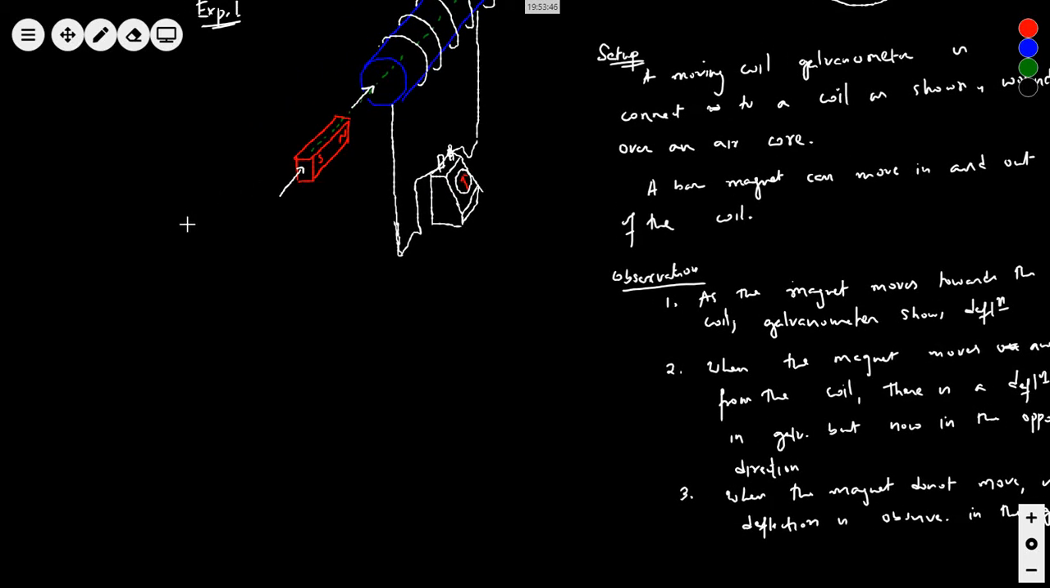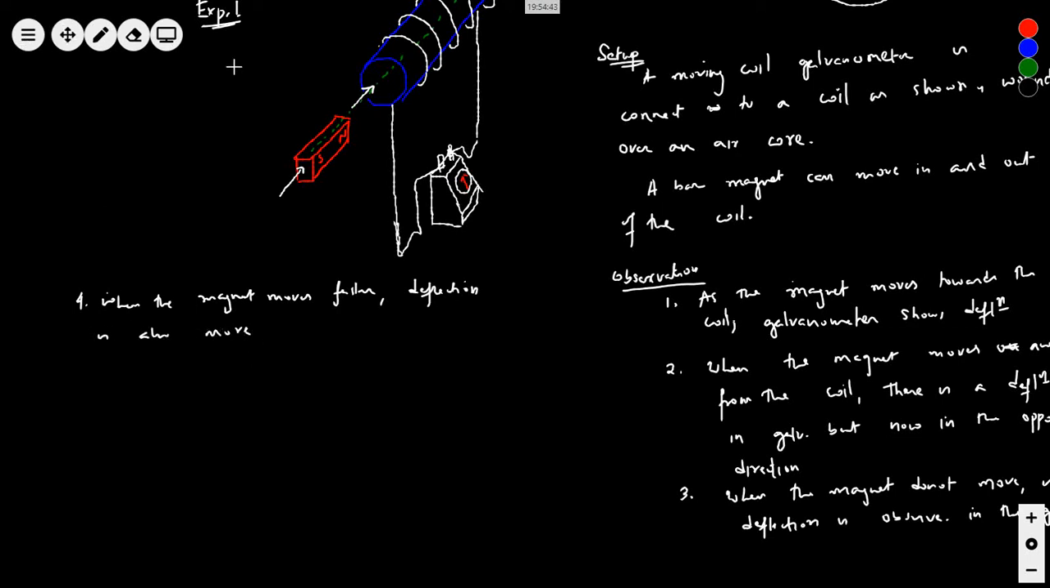What else did he observe? He also observed that when the magnet moves faster, the deflection is also more.